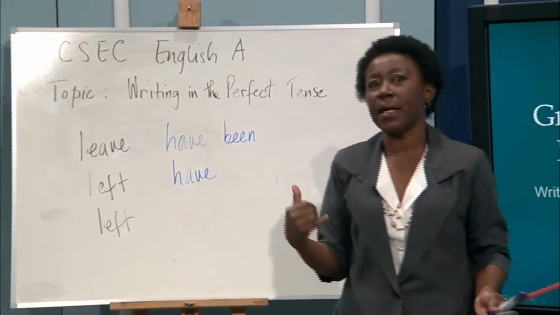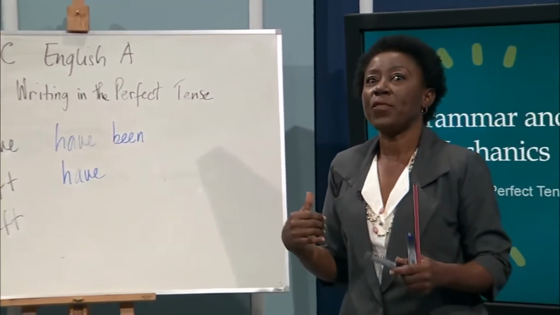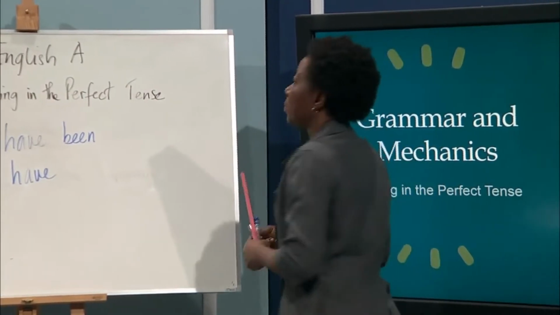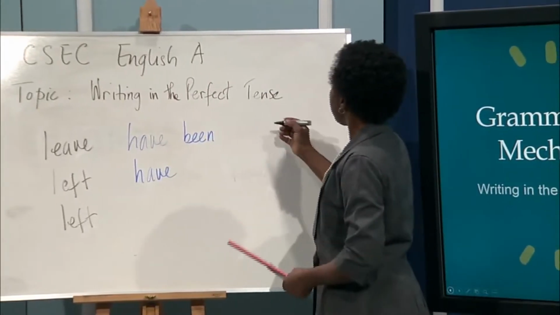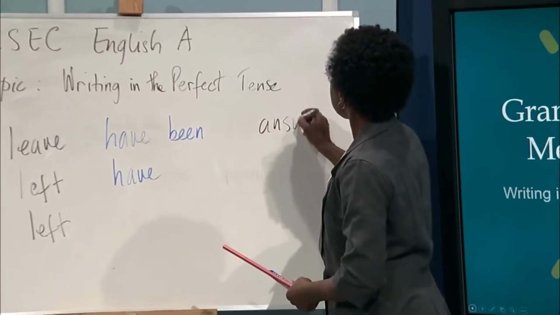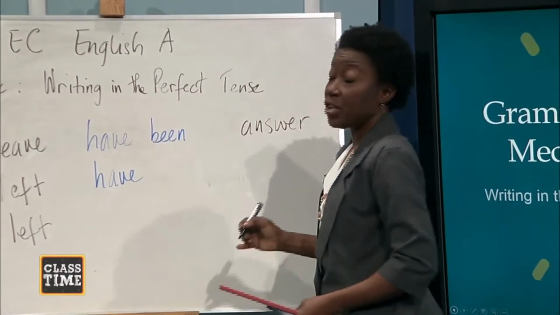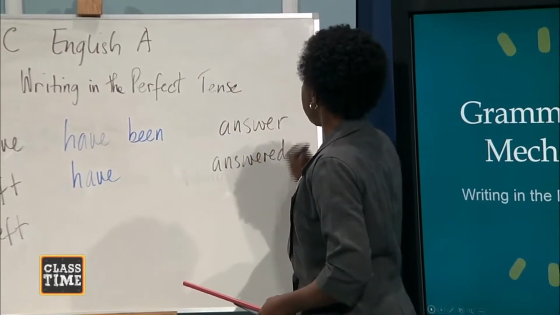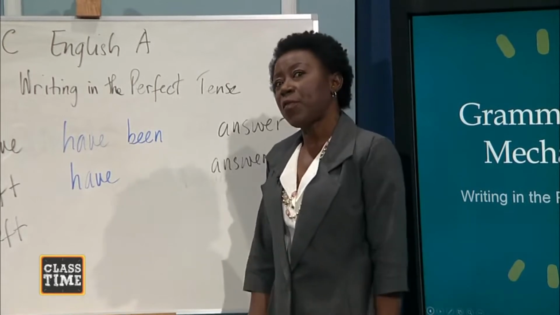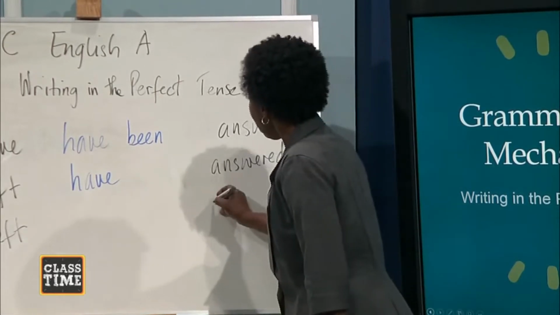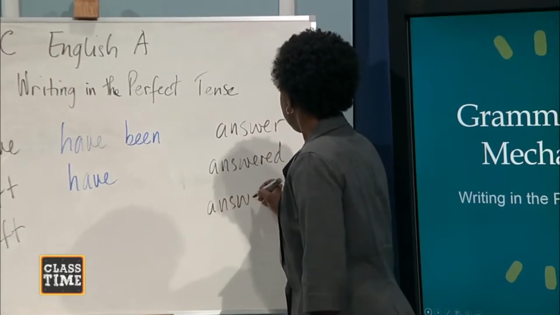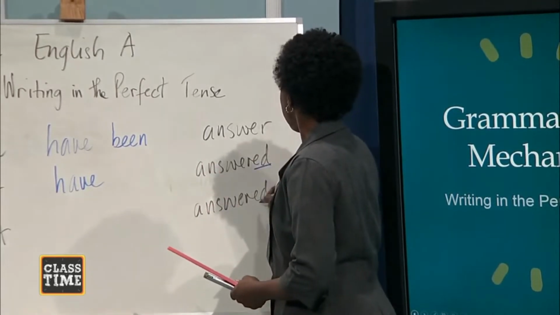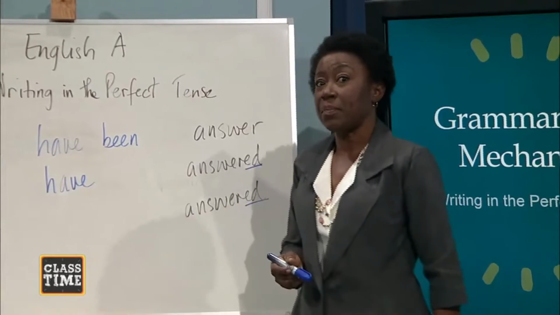Can you think of any other word like that? That the verb in the past tense becomes the past participle? Let us use the word answer. Over this side now, answer. Past tense of answer, answered, R-E-D. And the past participle form, answered. Okay. So then, the past tense and the past participle forms are the same.